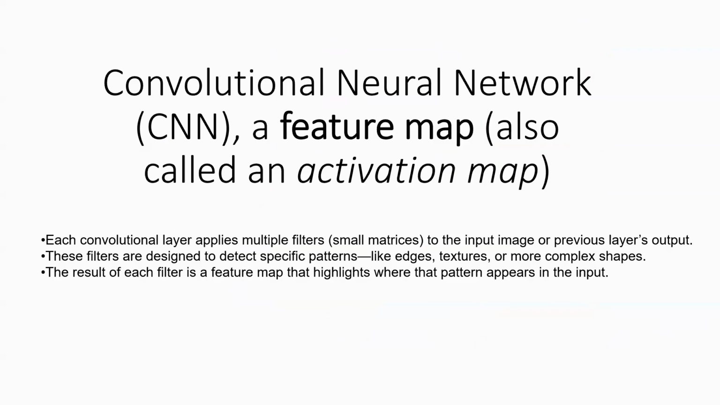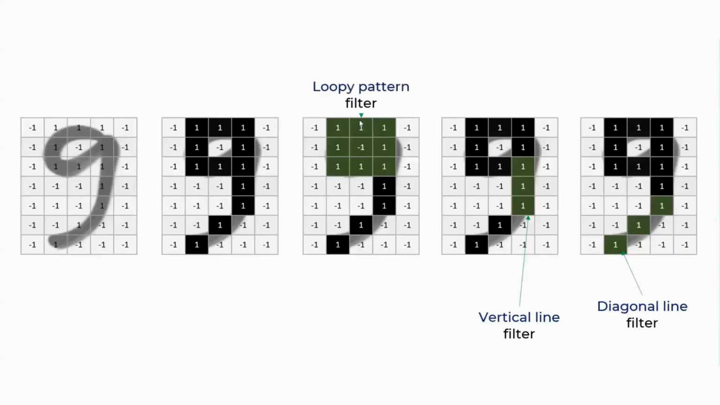Each convolution layer applies multiple filters, which are small matrices, to the input image or the previous layer's output. Those filters are designed to detect specific patterns like edges, textures, or more complex shapes. The result of each filter is a feature map, which highlights where the patterns appear in the input. Here we have a loopy pattern called a filter, with the value of a 9, and we want to recognize the vertical line and the diagonal line.